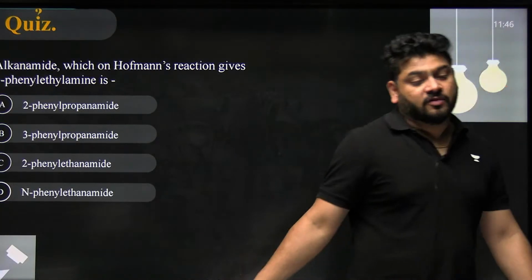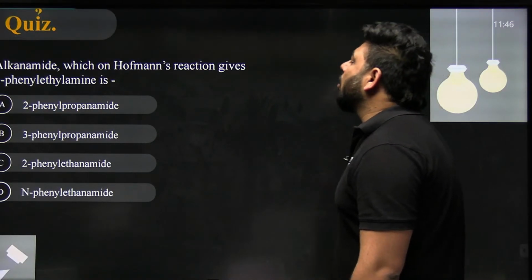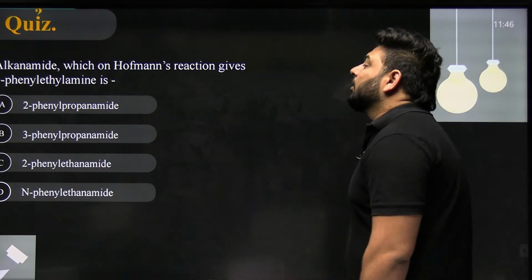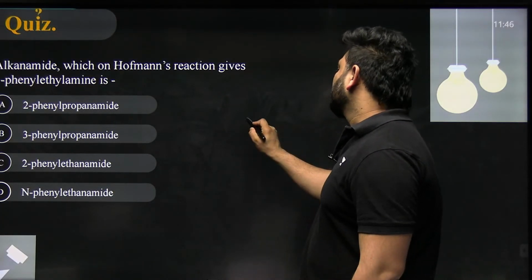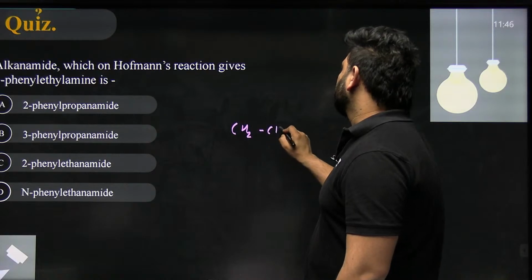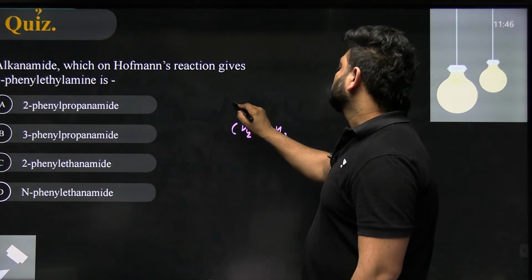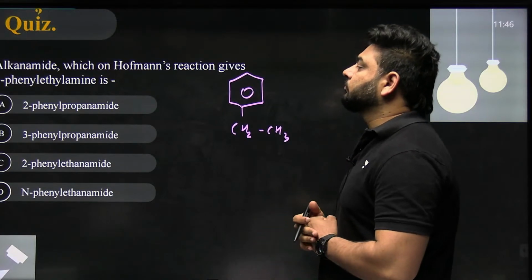Now try this question, everyone. That alkanamide which on Hoffmann reaction gives 1-phenylethylamine. So first of all, I'll make this 1-phenylethylamine. What is it? CH2, CH3.